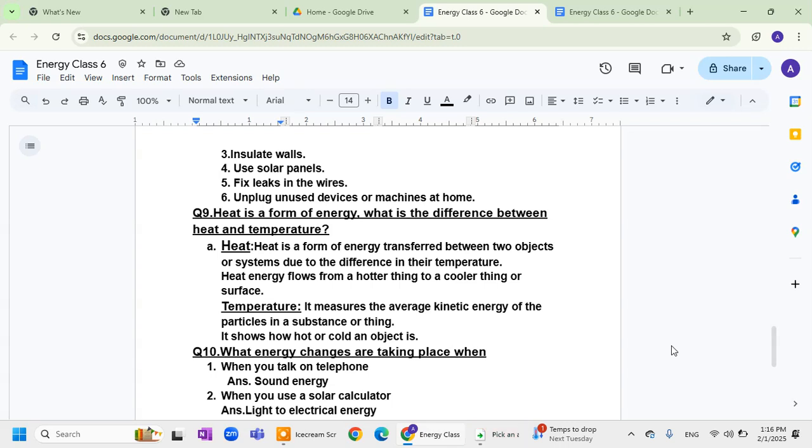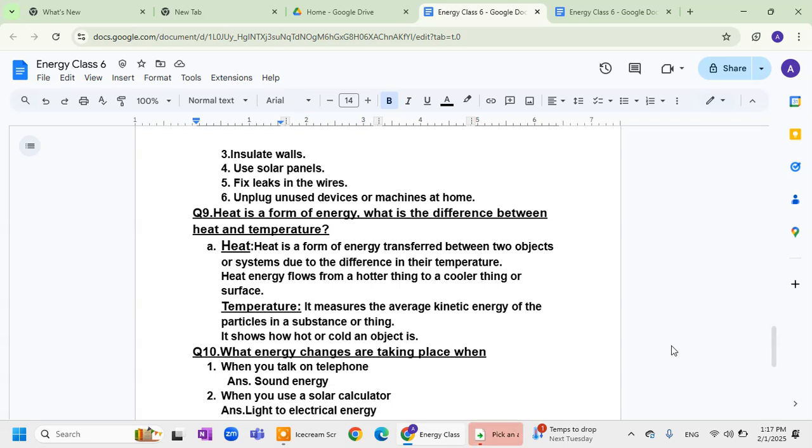Question number 9. Heat is a form of energy. What is the difference between heat and temperature? Always remember that heat is a form of energy, and temperature measures the average kinetic energy of the particles or atoms in a substance or thing.